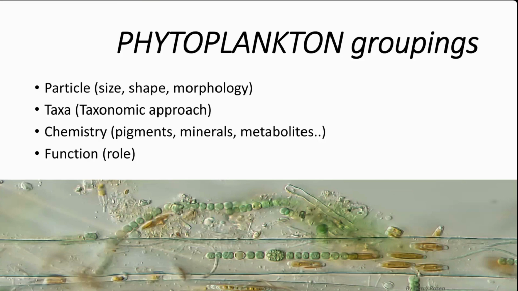We can also group them based on minerals that they have. So certain phytoplankton have either silica, which is called a shell here, or calcium carbonate, and so on. And we can also group them by function, the role that they play in oceanic or aquatic ecosystems. Some of them are nitrogen fixers. Some of them can be good exporters of carbon. Some of them can be harmful to the ecosystem and to humanity.